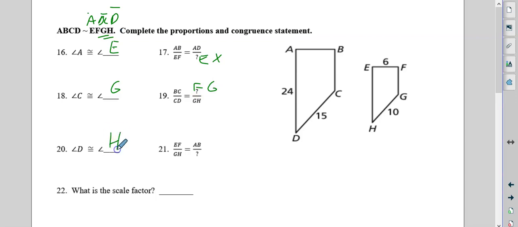D corresponds with H. And here we go again. EF, first two to GH, the last two. So AB, the first two to CD, the last two. And what is the scale factor? Well, we have it right here. 15 over 10, or 10 over 15, which is 3 to 2, or, again, 2 to 3, depending on which way you're going, getting bigger or getting smaller.